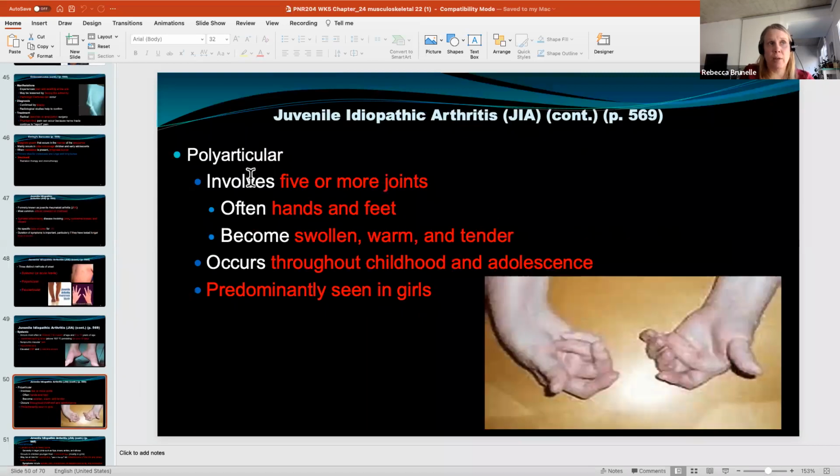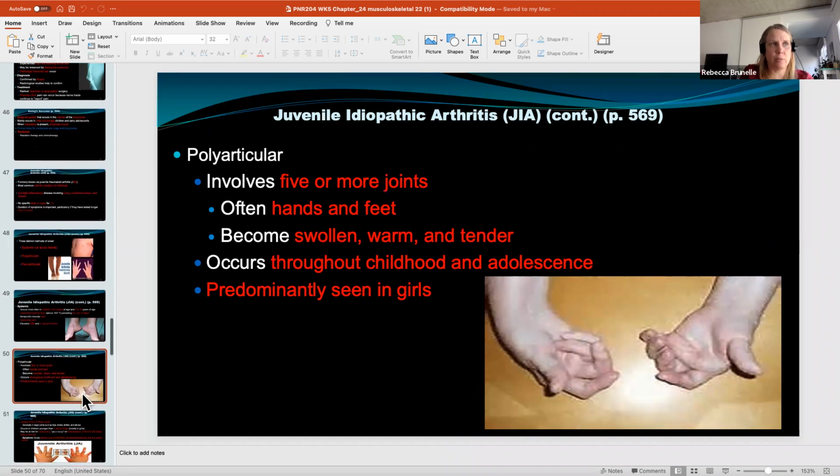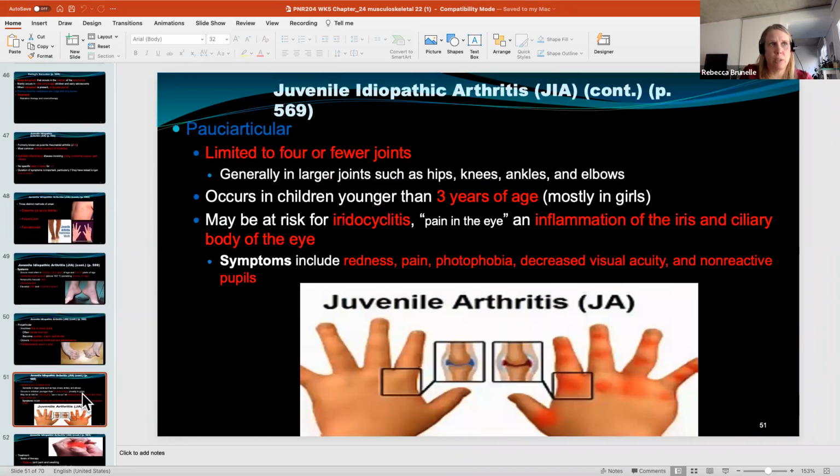And then the polyarticular, this affects multiple joints. You have them in the hands and the feet. And it's very painful. It's swollen, tender, and warm. And you see it more in girls than in boys. And then pauci is the one that has fewer joints involved. You might see it more often in younger children under the age of 3, still more often in girls.